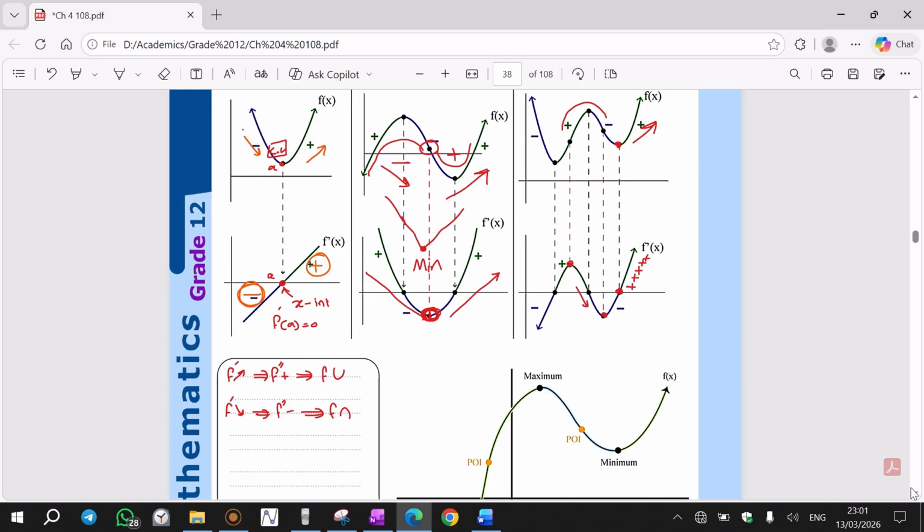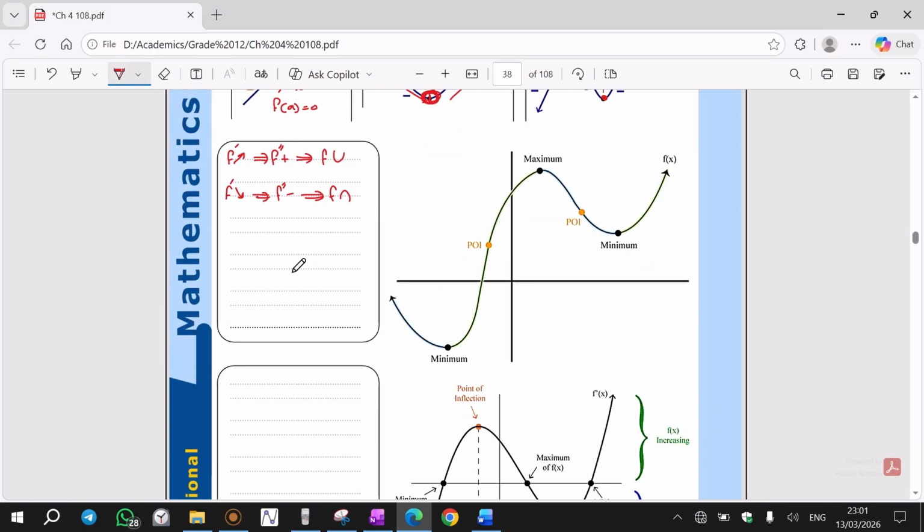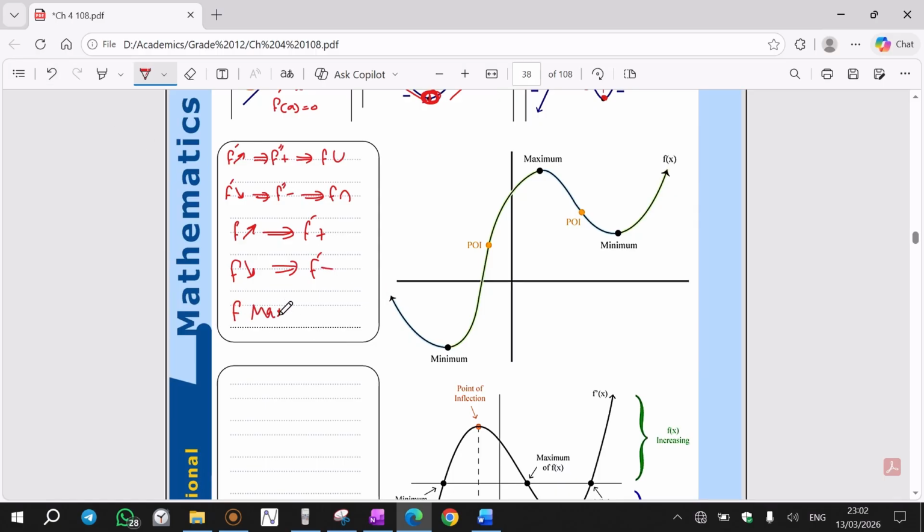Here you have some space to write. Every information you catch, you can write it here. For example, now you know if f is increasing, f prime is positive. If f is decreasing, f prime is negative. If f has maximum or minimum, f prime is 0. You know, if f has inflection, f prime is going to be max or min. These are all knowledge that you need to know before entering Guzari.